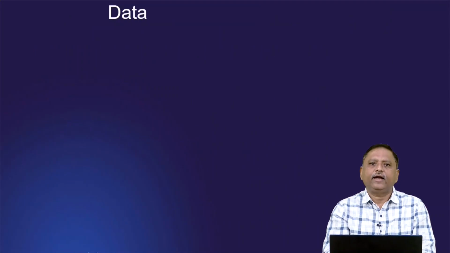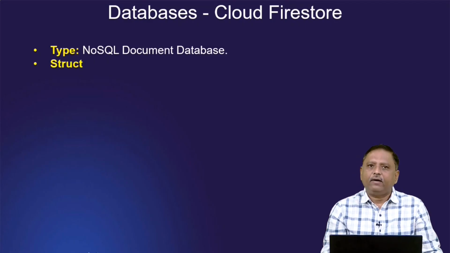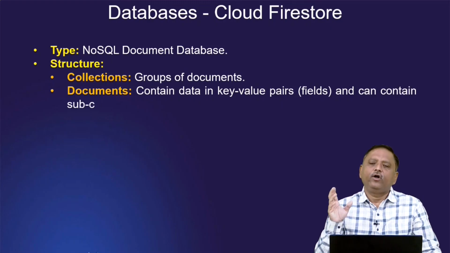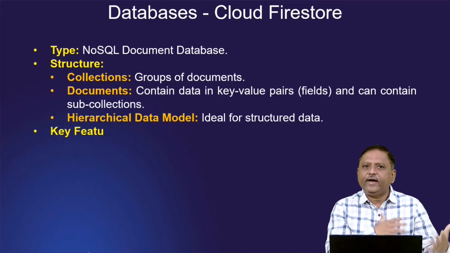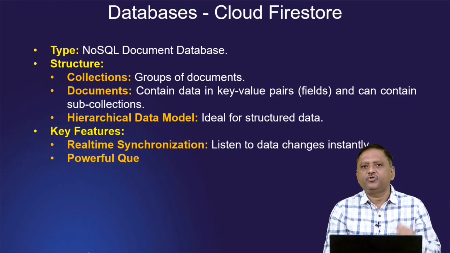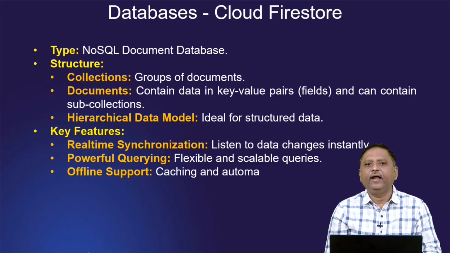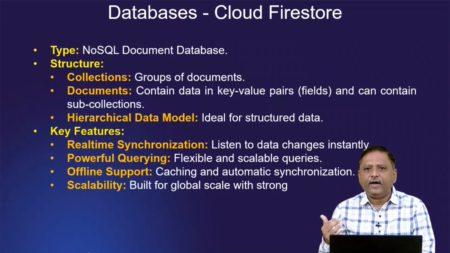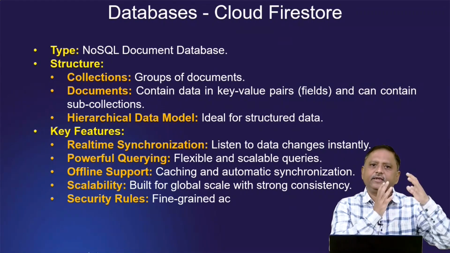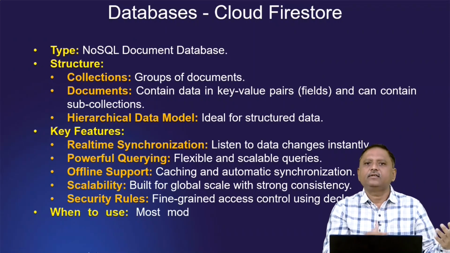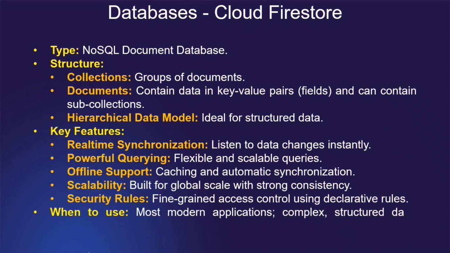Now, let us understand the database provided by Firebase, which is Cloud Firestore. Its type is a NoSQL document database. It stores data in the form of documents. Now, let us try to understand its structure. The top of the hierarchy is a collection, which is a group of documents. Then below that there are documents, which contain data in key value pairs, called fields, and can contain subcollections also. It is a hierarchical data model ideal for structured data.